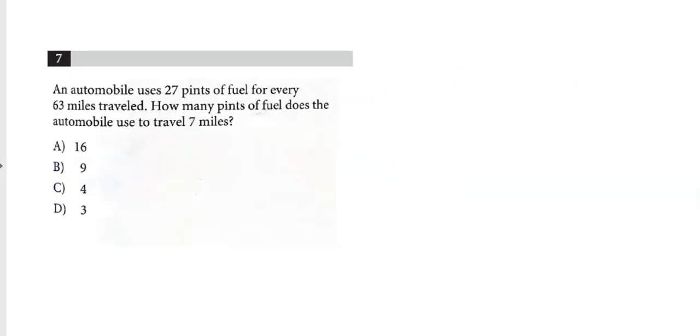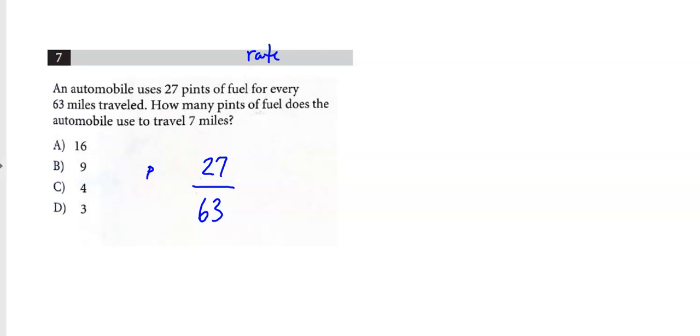All right, next problem, number 7. An automobile uses 27 pints of fuel for every 63 miles traveled. So this is a rate question. Whenever I'm doing rates, I usually set up a proportion, which might be different than sometimes in science class, but I like to set it up as a proportion. So I'm using 27 pints of fuel for every 63 miles traveled. And I might even off to the side just put pints and put miles, because when I set up my equivalent rate, I have to put pints on top and miles on the bottom. So I have to be careful.